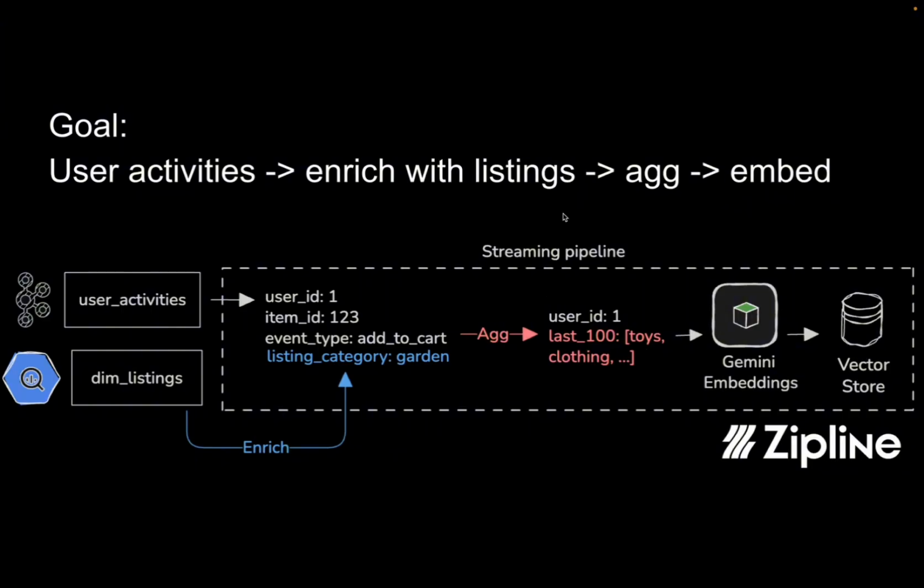You can see the data sources here on the left. It's going to take a streaming user activities source as an input, enrich it with a dim listings table, which is a batch table, in this case in BigQuery, to pull in some enriched information, do an aggregation to get the last 100 categories of items that a user interacted with, and then pass that to a simple text embedding model to get a rudimentary user embedding from this text of their last 100 interactions. It'll stick that into a vector store and give us a serving endpoint to fetch it from.